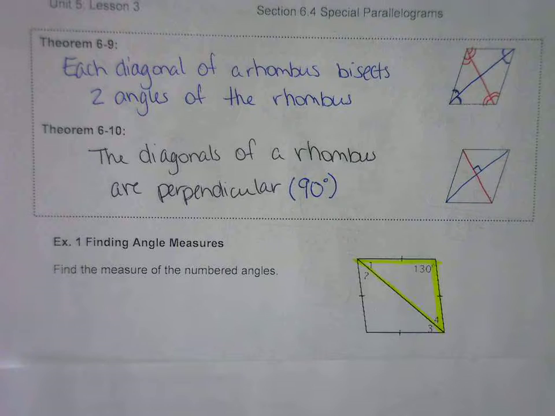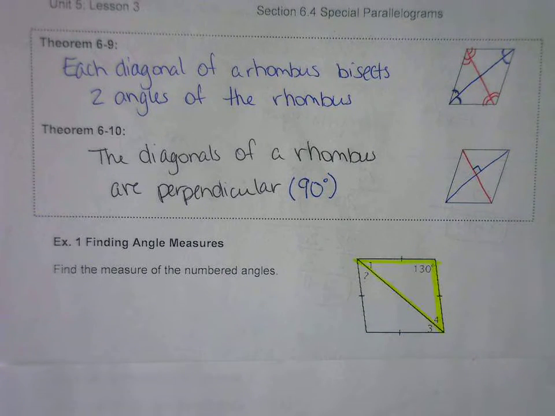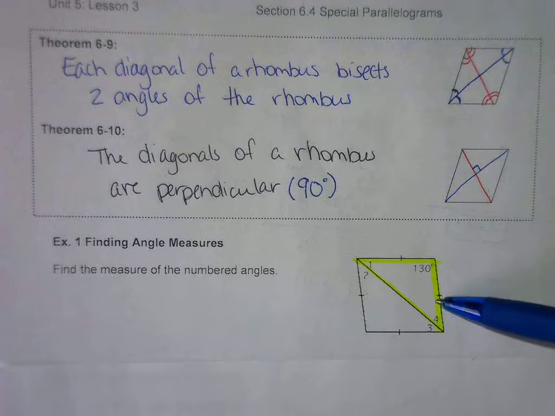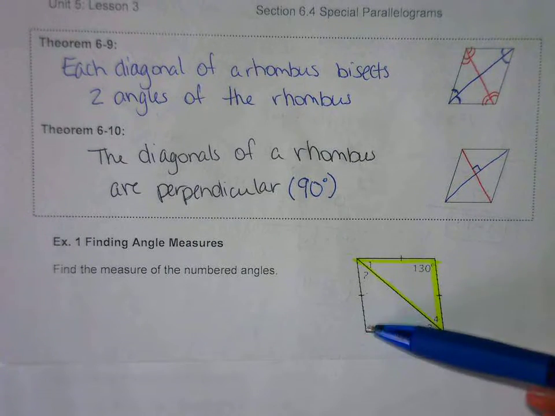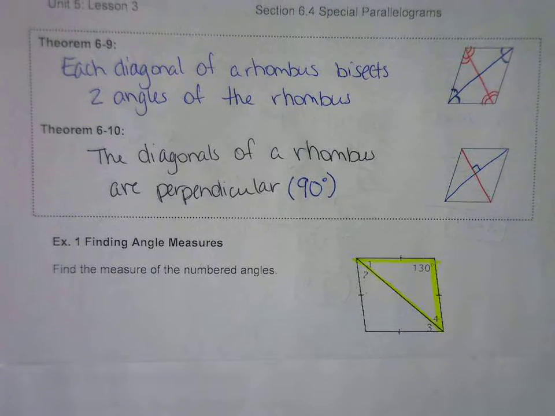So for example 1, we find the numbered angles. So we want to find angle 1, 2, 3, and 4. So we are dealing with a rhombus because we have 4 congruent sides. So that does mean it's also a parallelogram. So if this angle is 130 degrees, I also know this angle is 130, but I don't need to find that because that's not what I'm looking for.